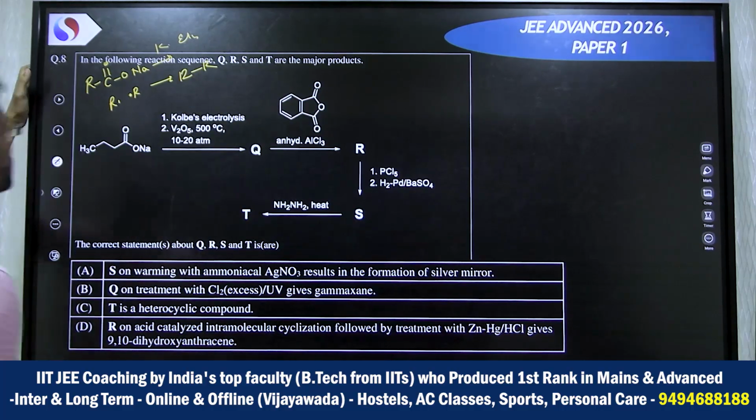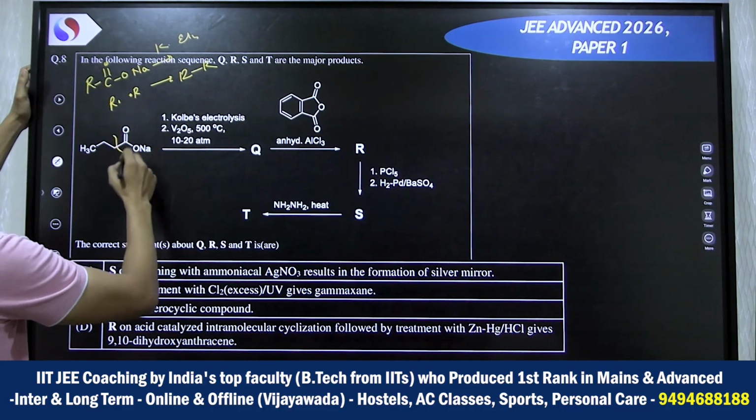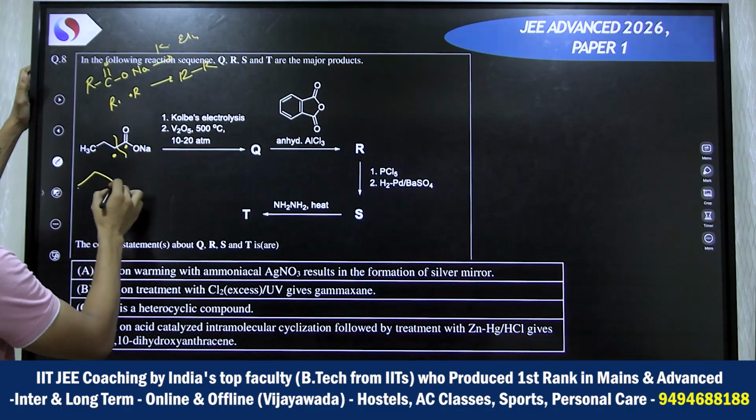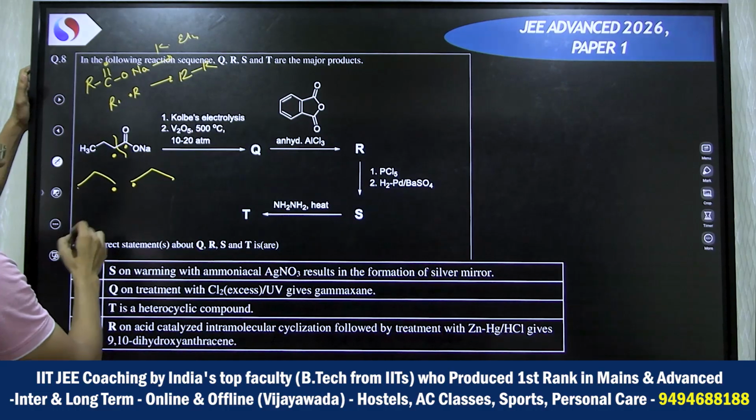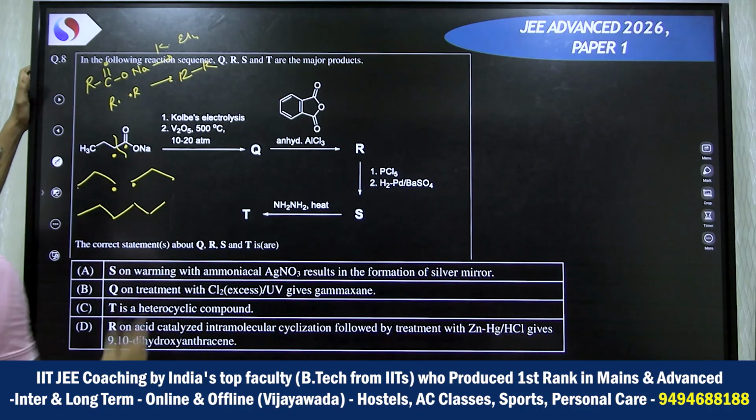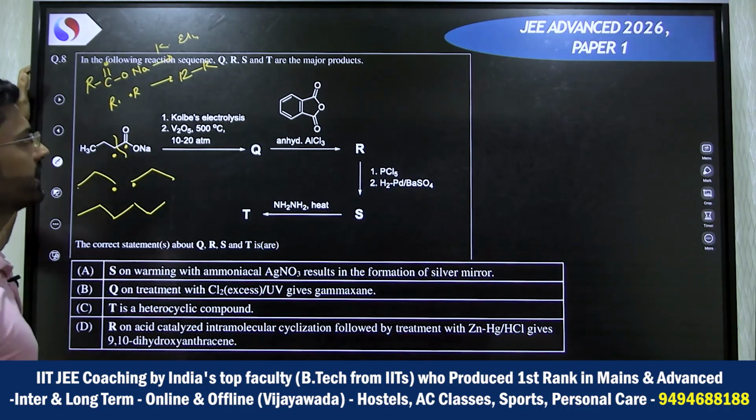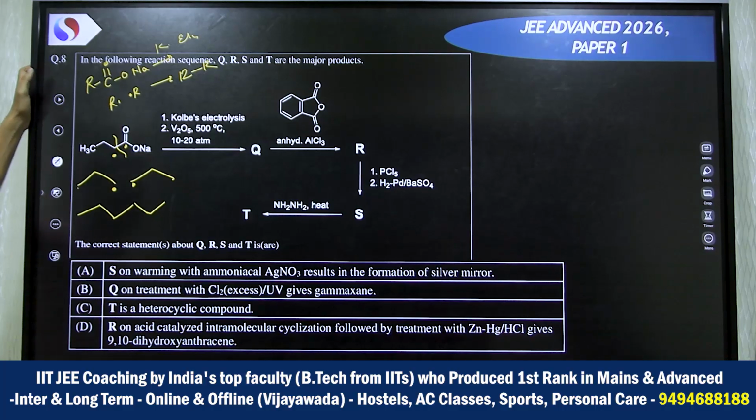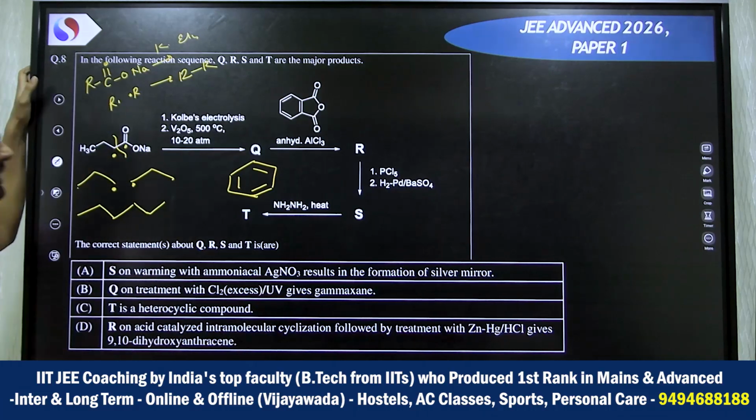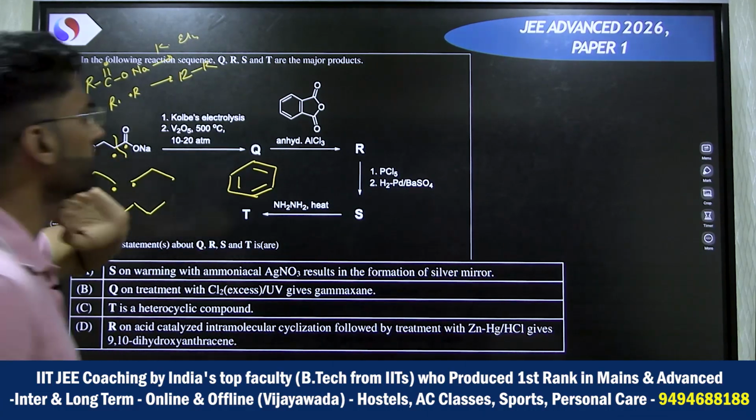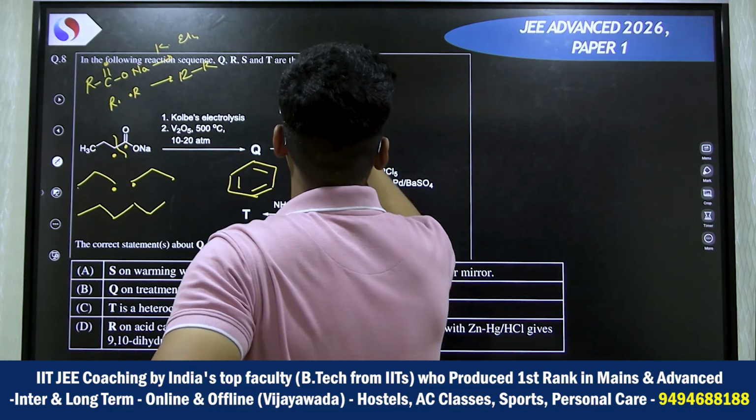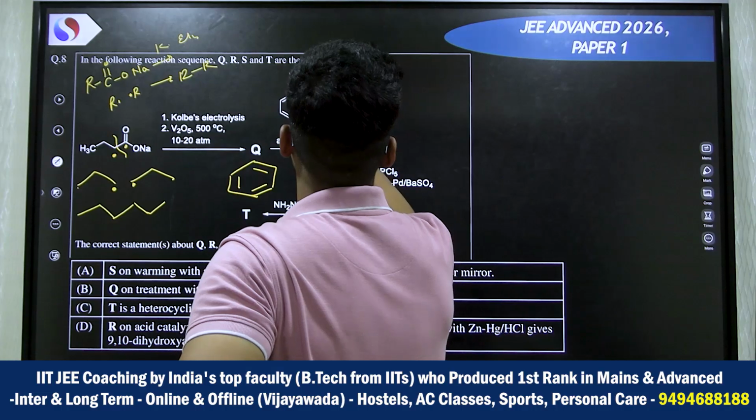So in this case also, if it is Kolbe electrolysis, we will form one radical here, one radical here. So this one and another radical will form hexane, 1, 2, 3, 4, 5, 6. So this will become hexane. Vanadium pentoxide at higher temperature and higher pressure, what will it give? So definitely this is a method of preparation of benzene. So Q will be benzene here. Okay. Now further you are adding this group here. So you have AlCl3. I know what it will do. There is a lone pair of electrons.